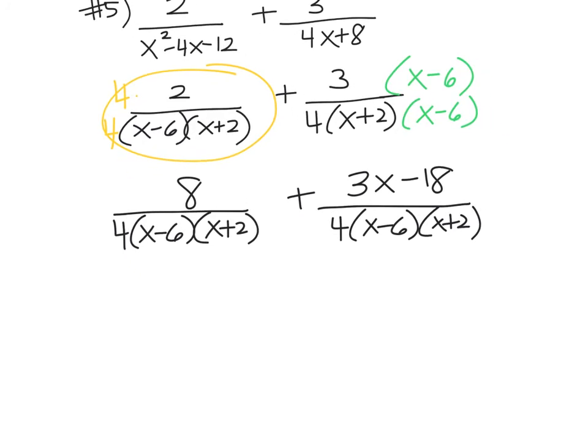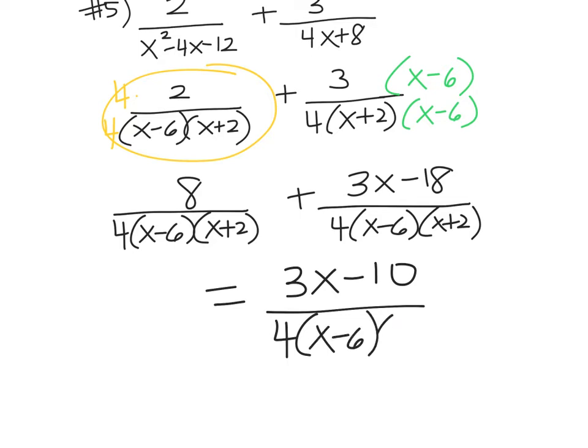Now, last step, add everybody together. Anybody whose like terms can add up. So I keep my 3x. I have an 8 minus 18 is negative 10. And then the bottom is exactly what it is for both of them because it's their common denominator.